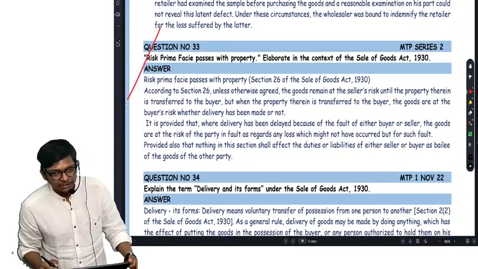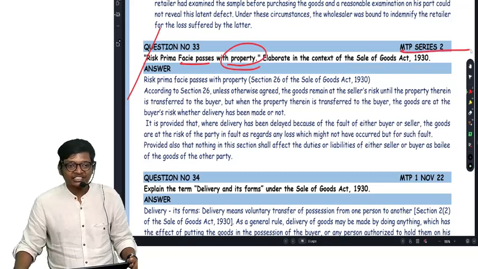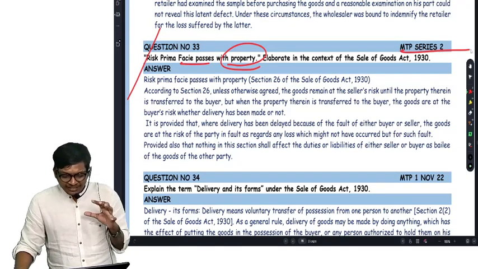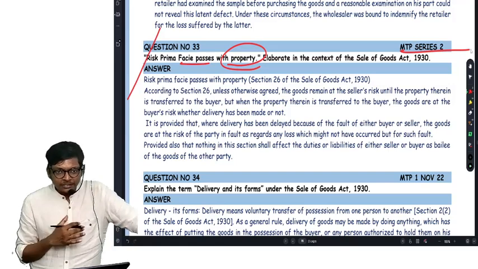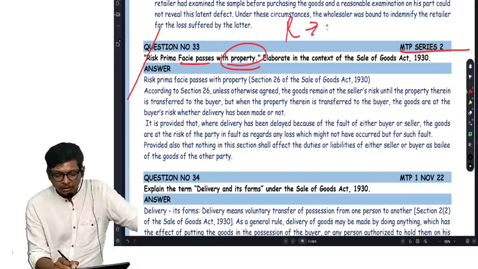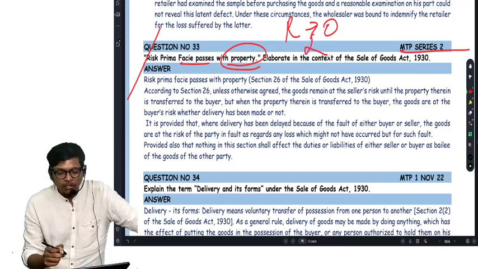fine. Next question. Risk prima facie passes with property. Again, a straightforward question. I have just added these questions to cover maximum concepts. You know, risk follows ownership. But can I change this? Yes. In some cases, risk will not follow ownership.